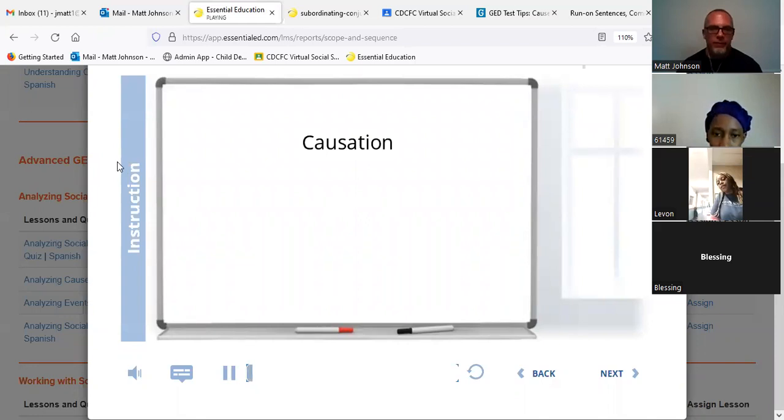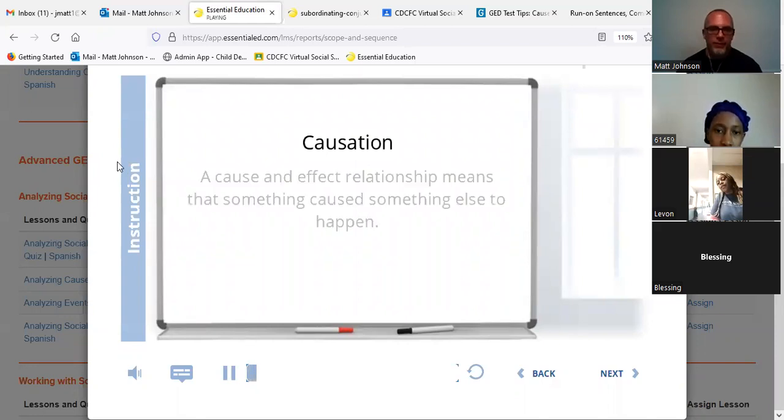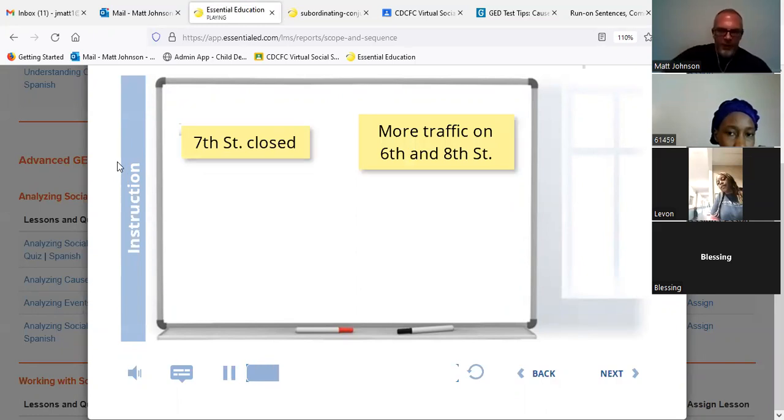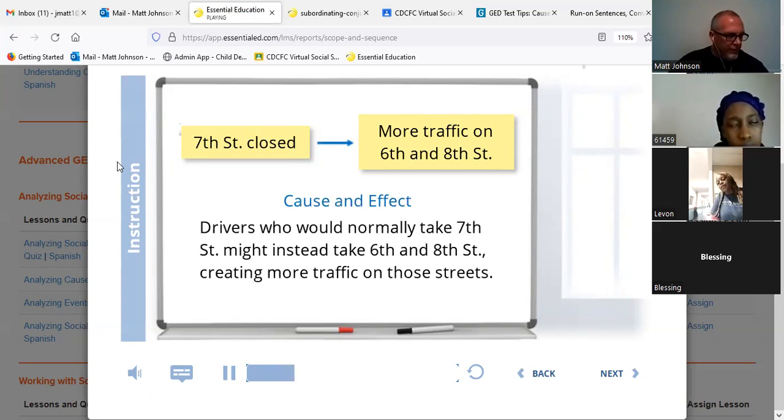Once you've identified a correlation, your next step is to determine whether it's a relationship of cause and effect. A cause and effect relationship means that something caused something else to happen. Like, say my city closed down 7th Street. Some drivers would need to find an alternate route. So, if I were to suddenly see more traffic on 6th and 8th Street, I would suspect that there's something causing the traffic. If I knew 7th Street was closed, I might conclude it's cause and effect. Drivers who would normally take 7th Street might take 6th and 8th Street, creating more traffic on those streets. Cause, effect. One event is causing the other to occur. That's causation.